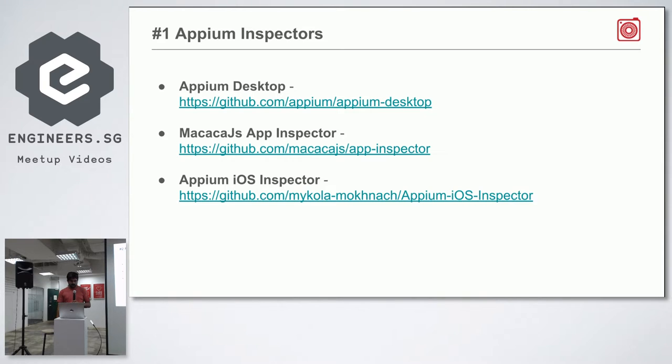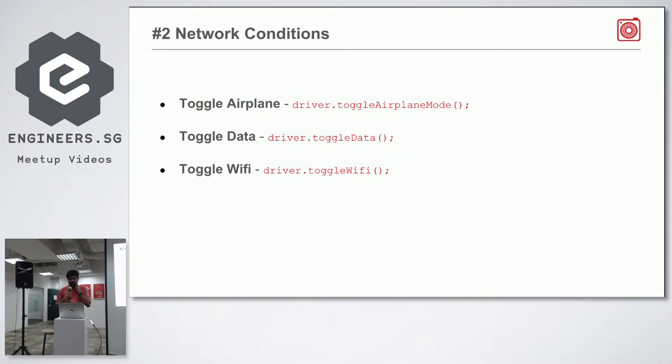Second one, how can you check some network conditions? There are situations where you need to test your app on multiple network conditions, like what happens if you turn on the flight mode, and obviously the internet will be cut off, and what will happen to the application that you are testing. If you want to test something like this, methods are useful, like toggle airplane mode. If you want to toggle data, there are toggle data commands. If you want to toggle Wi-Fi, there are toggle Wi-Fi commands.